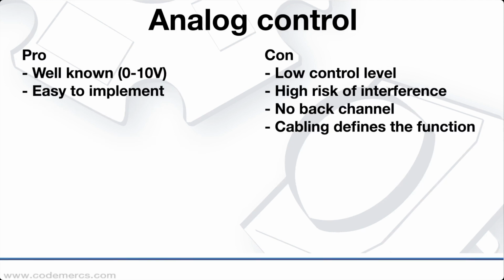Analog control is also a well-known technology. A voltage level controls the brightness of the lamps. This is easy to implement, but it also gives you only a low control level, has a high risk of interference, like if you're unlucky, a cell phone can make your light flicker. It has no back channel, and the cabling again defines a function. If you want to change anything about your installation, you have to pull in new cables. So this is an old technology, don't use it.